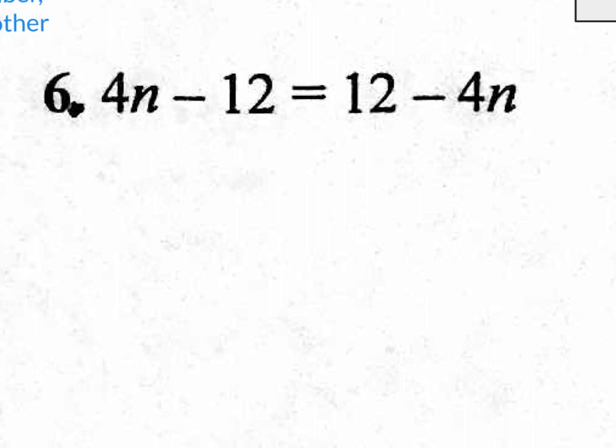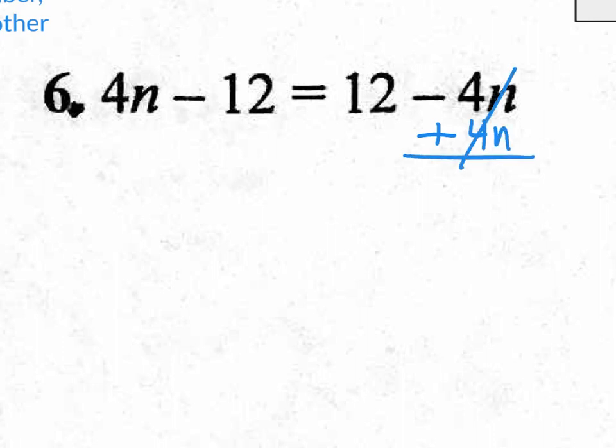I'm going to always go back to what's our goal: to get n by itself on one side of the equal sign. Like I said, these are already simplified. So here's n and here's n. There's n's on both sides. I'm going to get rid of one of the n's. So which one would you like to get rid of? The positive 4n or the negative 4n? Okay, so let's get rid of the negative 4n. And how do we do that? We're going to get rid of it by doing the opposite of negative 4n, which is plus 4n. That will get rid of it.